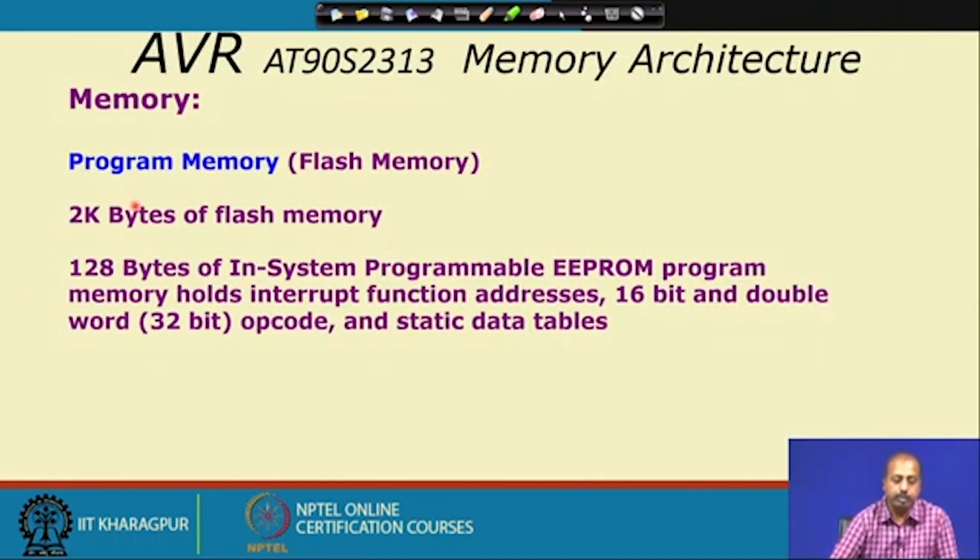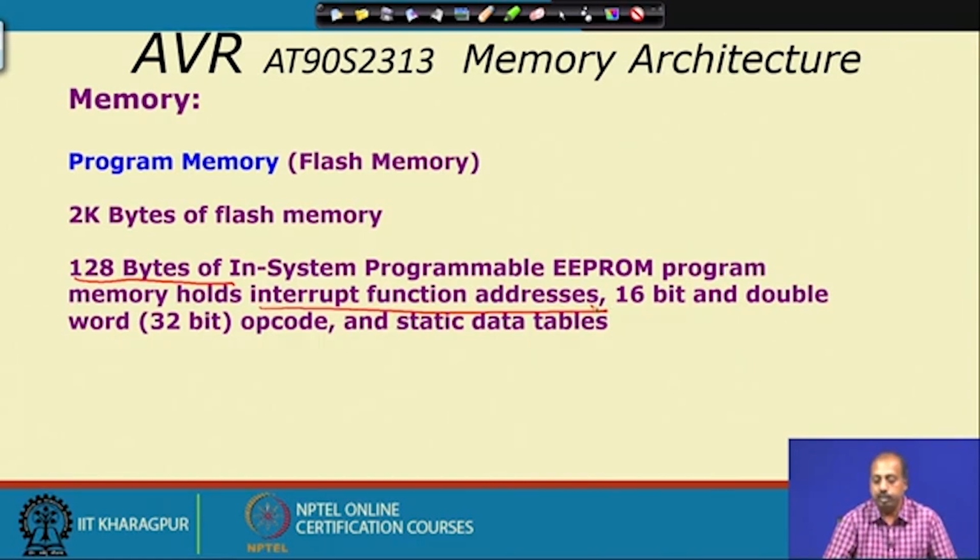Then program memory, the flash memory. It has got 2 kilobytes of flash. There is then 128 bytes of in system programmable EEPROM. This is there, but it is used for internal purposes. These 128 bytes are used for interrupt function addresses, that is, the interrupt vector table.